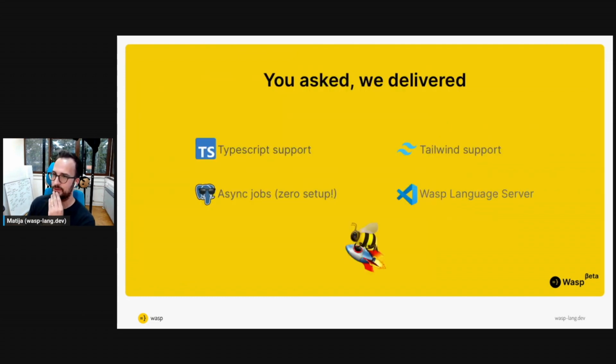We have been adding a lot of features, especially since beta. I just wanted to highlight a couple of interesting ones, although we have many more. Wasp fully supports TypeScript. This was one of the most sought after features since we were in alpha, and with beta we introduced TypeScript. We also have native support for Tailwind, so we even have templates which get set up for you. Now we also support running cron jobs or async jobs, as a more general term, via a Postgres solution, PG Boss. And we have been doing a lot of work on our Wasp language server.